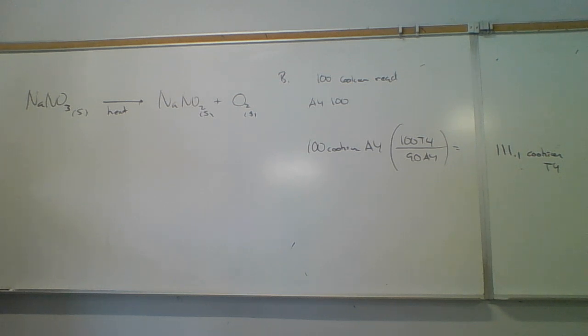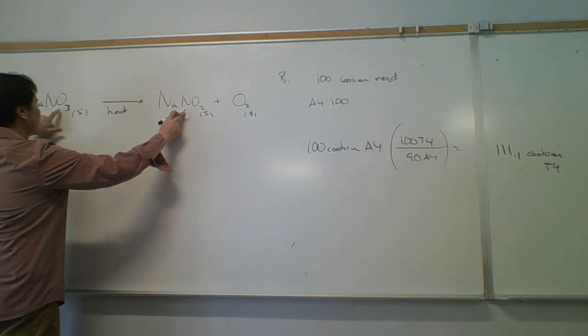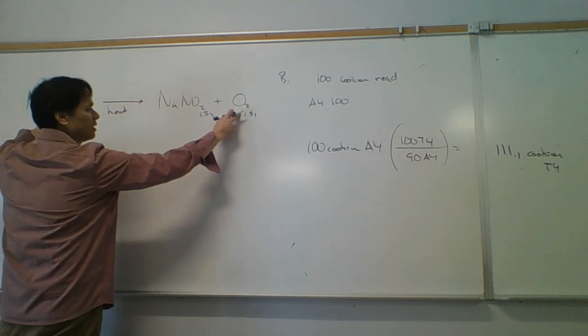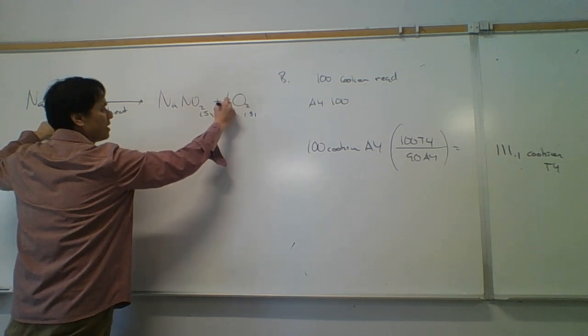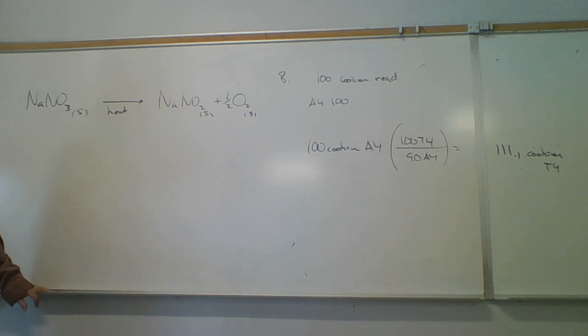We need to balance this. How should I balance it? Two ways to balance. I got one sodium, one nitrogen, 3 oxygens, and 2 plus 4 oxygens here, but I could cut this in half. Get a half a mole. But do you like fractions? No. So I could double everything. But before I double everything, let's take a look at this reaction.